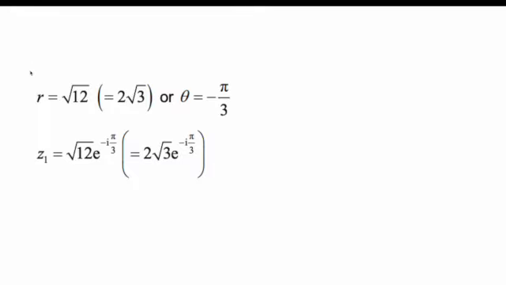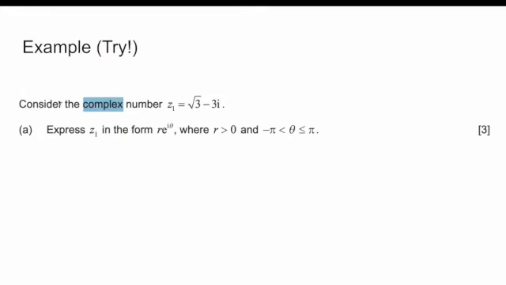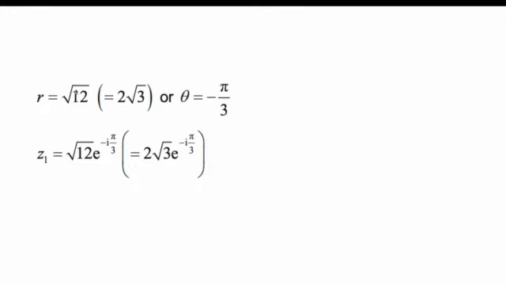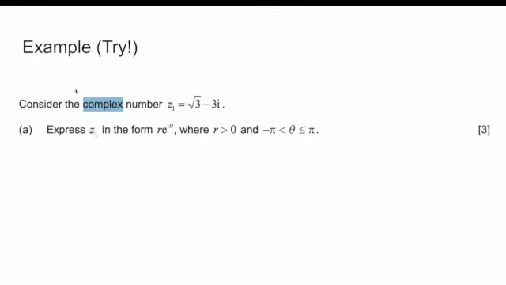First you need to find r. Now what is r? r is the square root of root 3 squared plus 3 squared. Now we know 3 squared is 9. Root 3 squared is 3. So 9 plus 3 is 12. So r is root 12. How do we get that? We just use Pythagoras' theorem.